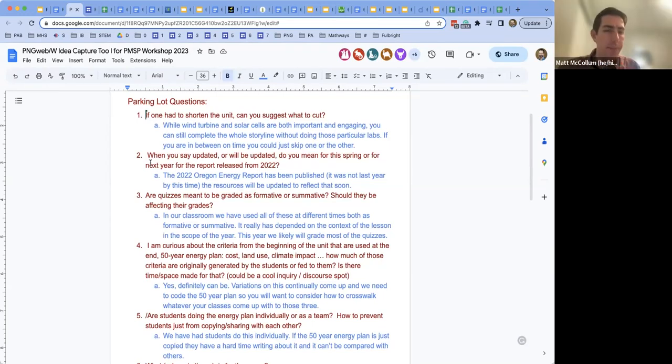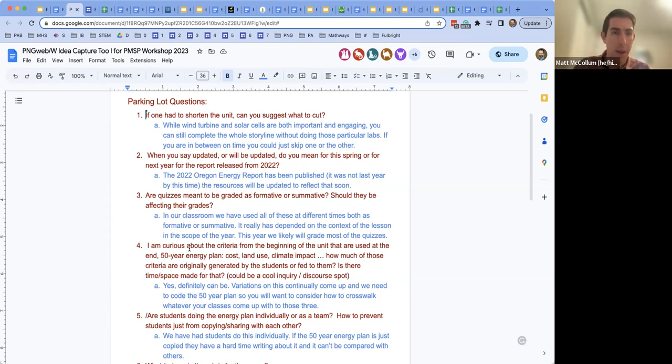Yeah, we can do some of them a little bit quicker. If you had to shorten the unit, the whole storyline could live without the wind turbine and solar cells. While they're both super important and engaging, you could simply introduce the problem for a couple of days, dive into climate science, and then do the 50-year plan.